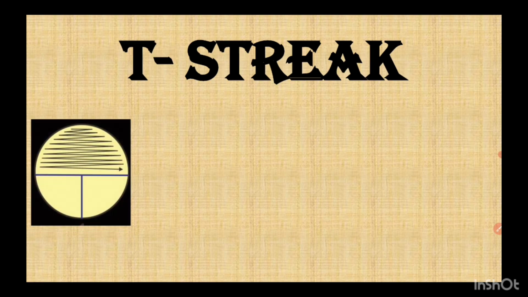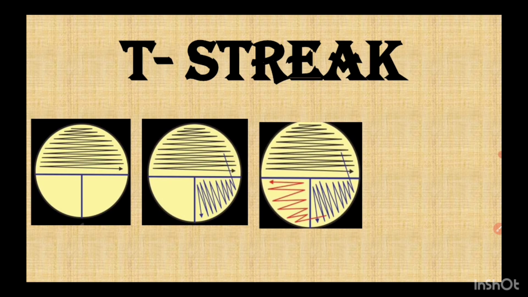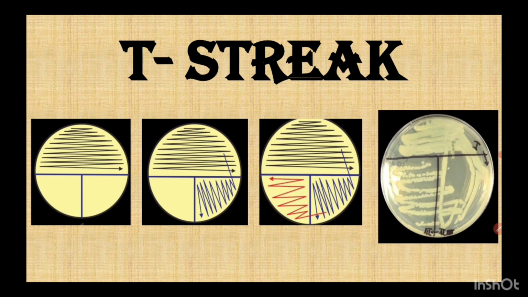Our next streak is the T streak. So here the Petri plate is divided into three sectors. First streak across by swiping a loopful of sample across one third of the plate. Then turn the plate and streak the next sector, touching the previous streak once. And finally the last streak, by sterilizing the loop and touching the last sector once. This method helps to separate the bacteria quickly and easily. It is very easy to perform.